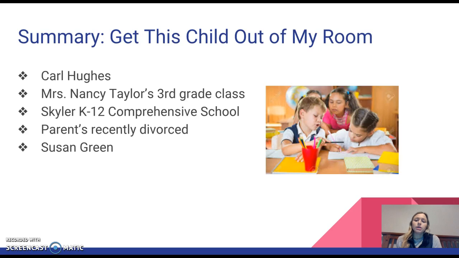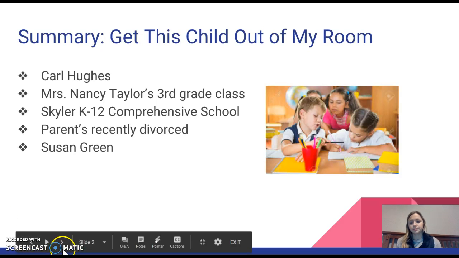Carl Hughes is a third grader at Schuyler K-12 Comprehensive School. He is in Mrs. Taylor's third grade class, and he does have a behavior disorder. His parents are recently divorced, and it seems to be a pretty messy divorce based on their interaction with the school. And then Susan Green is a newly hired special education teacher. She is right out of college, so she does not have very much hands-on experience in this sort of setting.